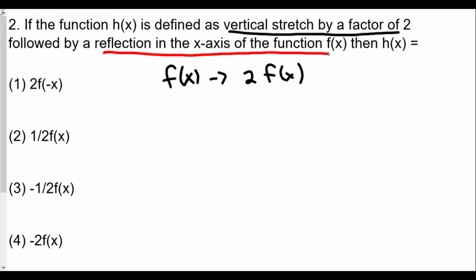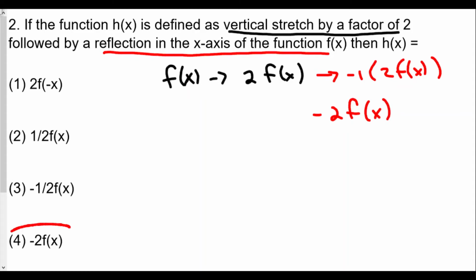Okay, so vertical stretch is always going to be multiplying the function outside. So whatever f of x is, multiply by that number. And then the reflection in the x-axis means we're going to then multiply the whole thing by -1. So now we're multiplying 2f of x by -1. And so we get -2 f of x. And that would be choice 4.